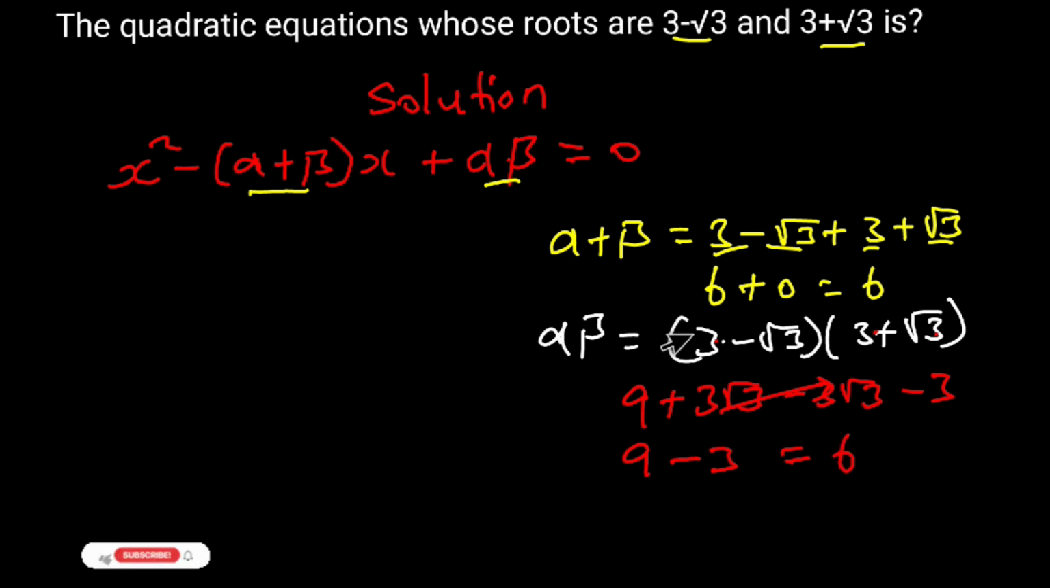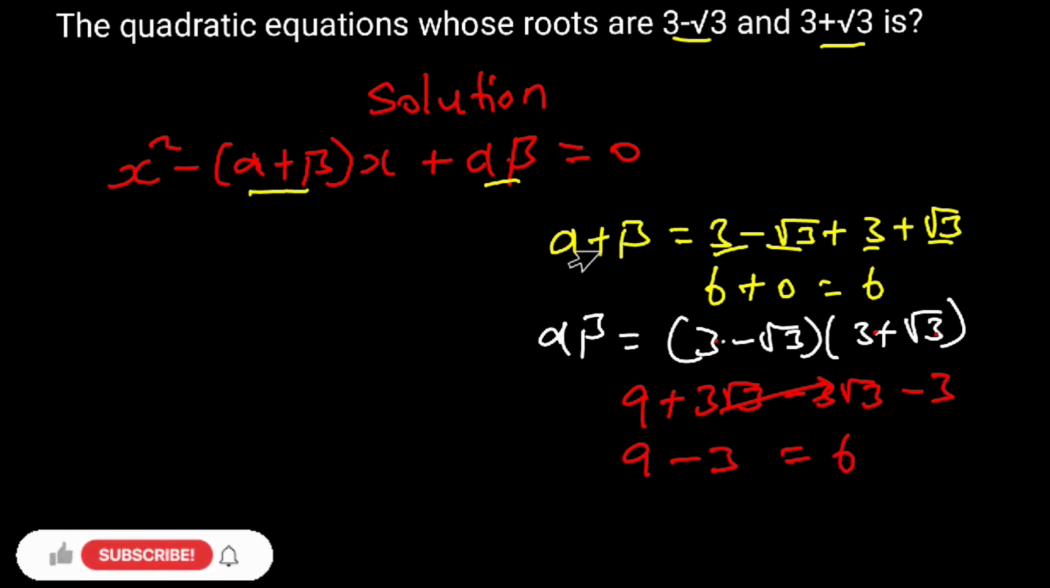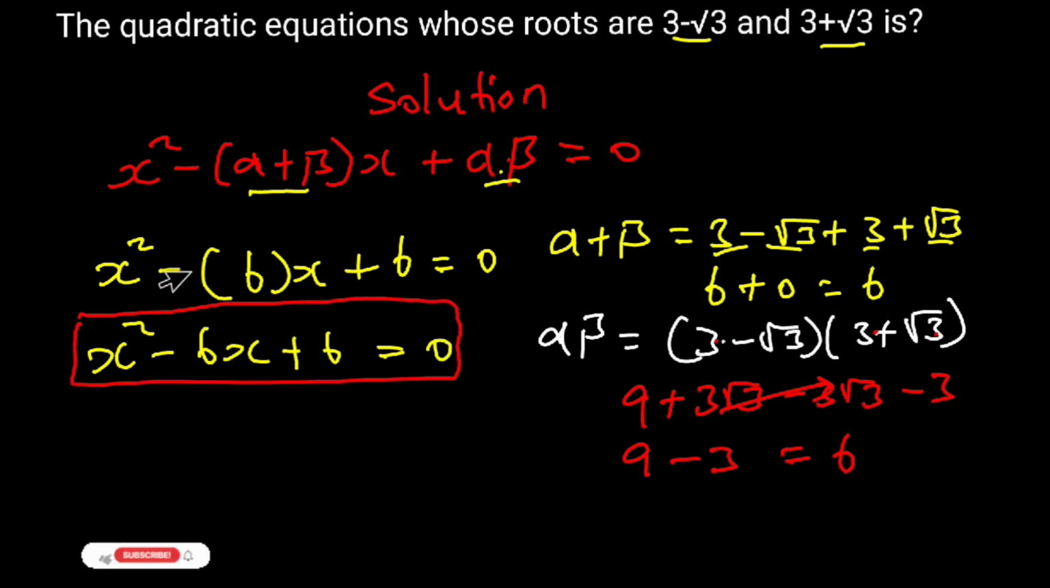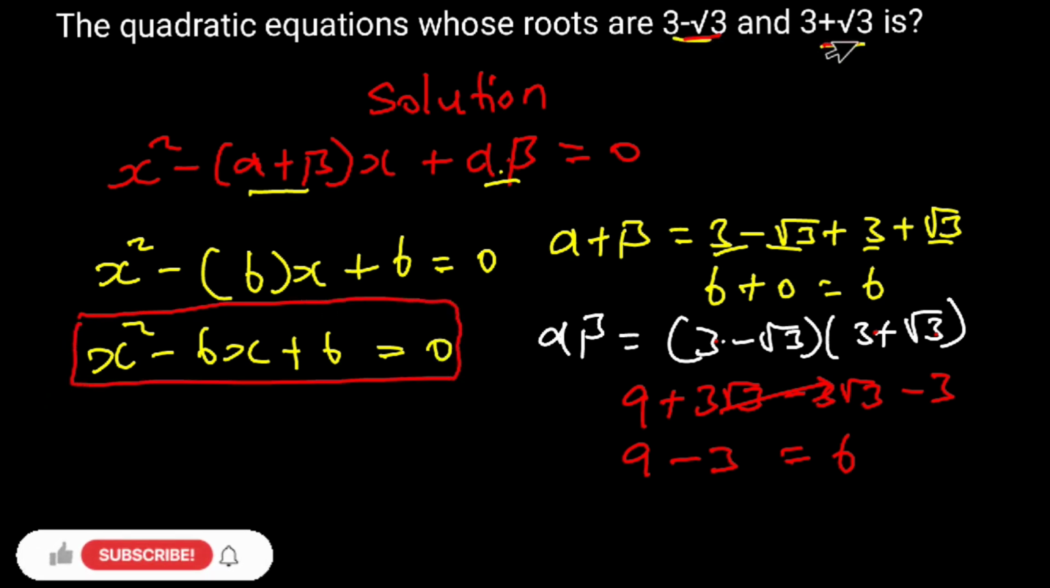So we're going to plug in the values of the sum of the roots and the product of the roots in this equation. So when we do that, we're going to have x squared minus, now the sum of the roots we have here is 6, then x plus the product of the roots we have here is still 6. So this is equal to 0. So we have x squared minus 6x plus 6 is equal to 0. This is the quadratic equation whose roots are 3 minus root 3 and 3 plus root 3.